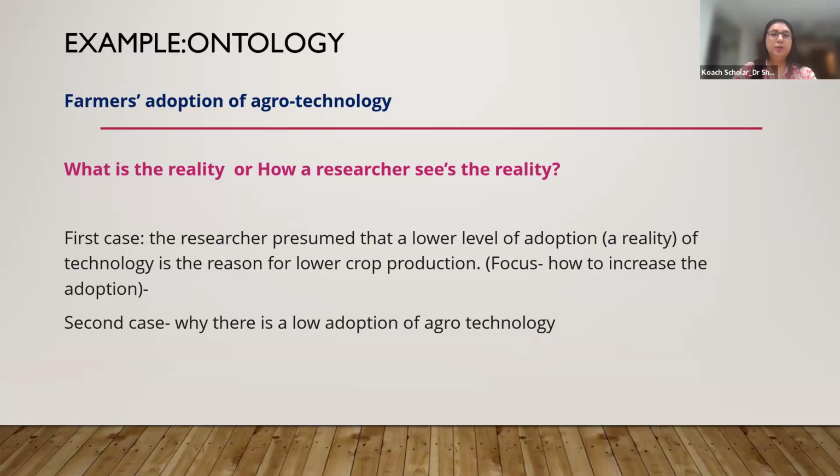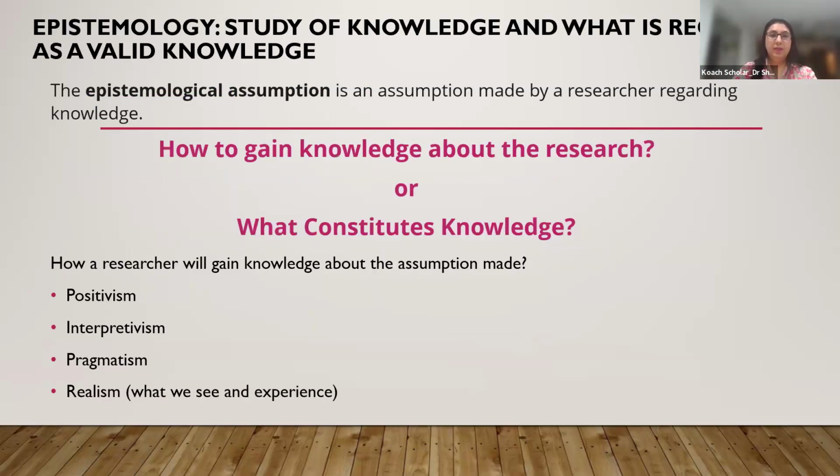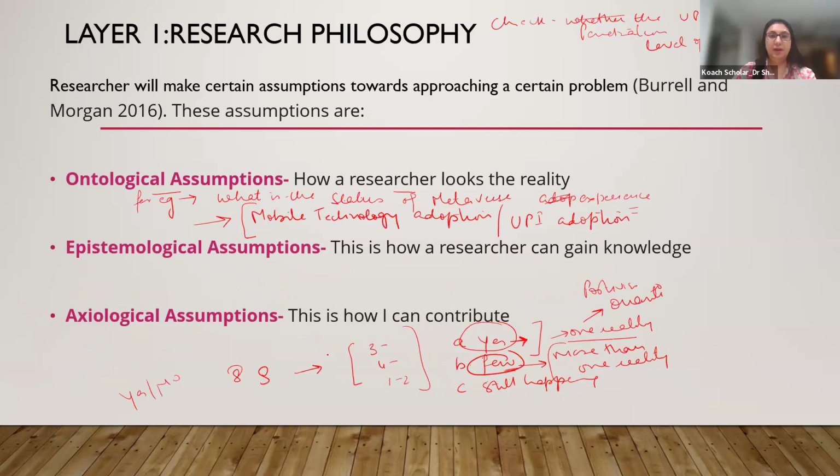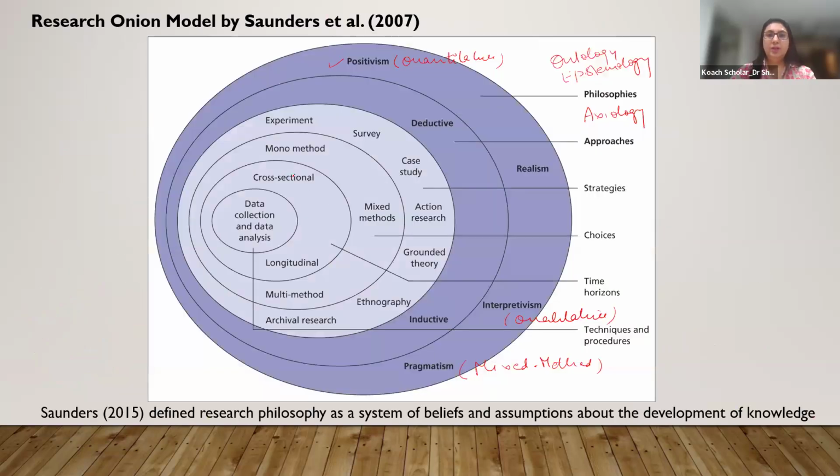So you may say high, you may say low, you may say maybe. Epistemology means how you gain knowledge about reality, which I have explained again. It could be through positivism, interpretivism, pragmatism, and realism. Realism is what we see and what we experience. So if I go back here now, I have only explained the outer circle.